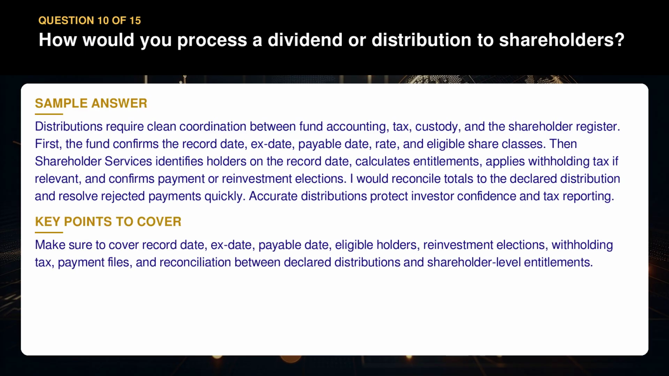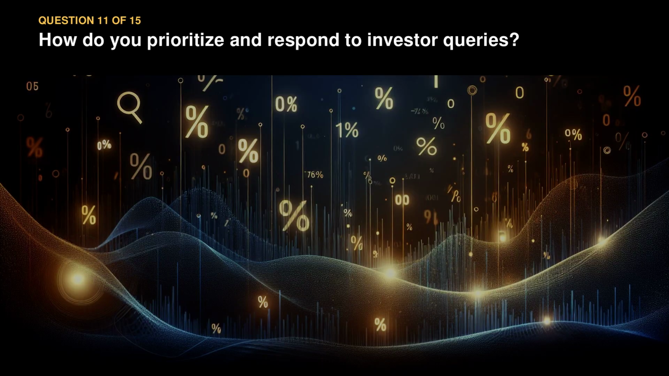Make sure to cover record date, ex-date, payable date, eligible holders, reinvestment elections, withholding tax, payment files, and reconciliation between declared distributions and shareholder-level entitlements. Question 11. How do you prioritize and respond to investor queries?